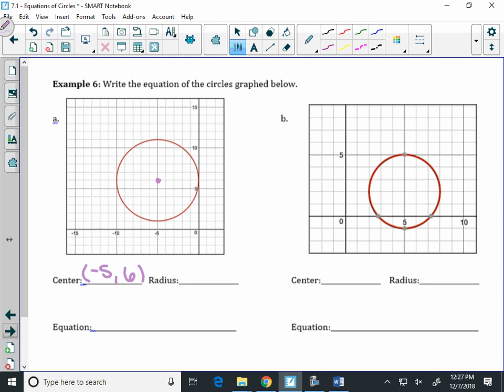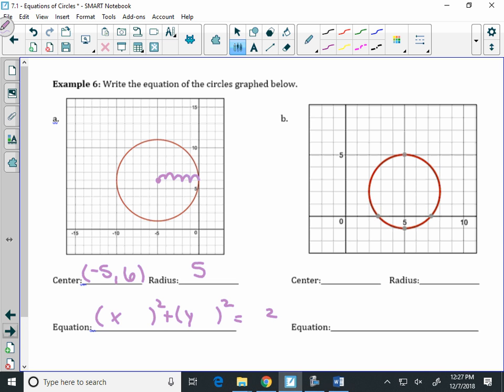To get your radius, you just start at the center and count outwards in a straight line. So we count. How long's our radius? 5. Now we know our center, and now we know our radius. We're going to do exactly what we did on the front. It's going to be x something squared plus y something squared equals something squared.